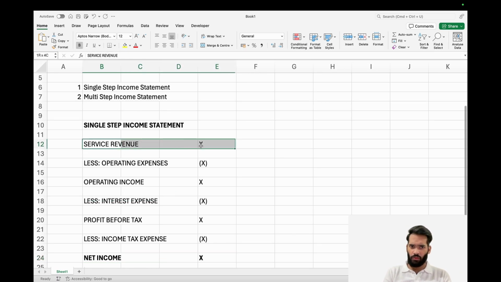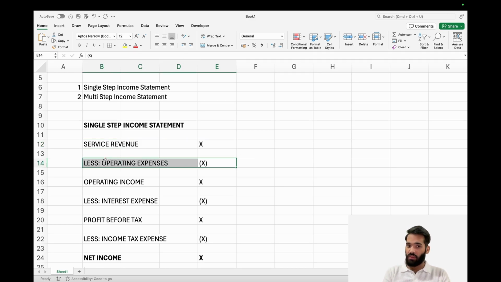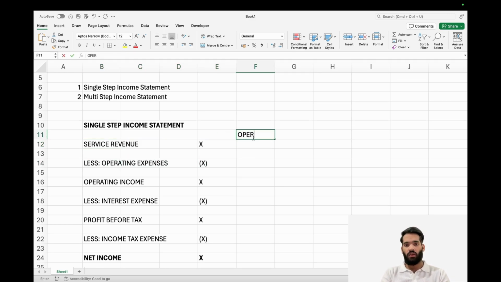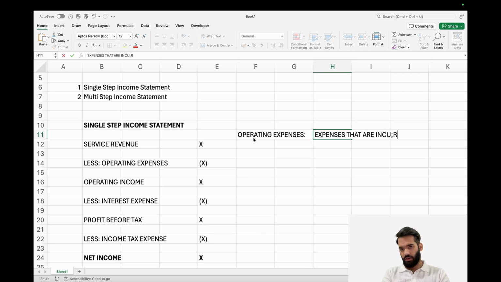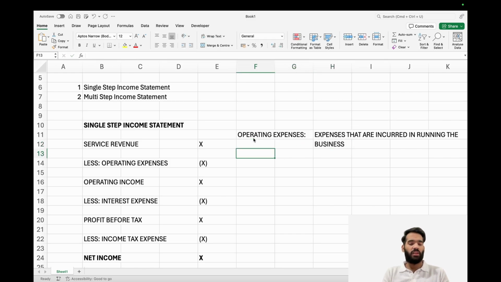Okay, so I take the service revenue, money I earn from the main service that I do, minus operating expenses. So let me explain what operating expenses mean. Operating expenses basically mean expenses that are incurred, means they happen in running the business. So these are essential expenses that you obviously incur to run the business. Like, okay, if I want to have a business, I have to pay rent, I have to rent out the space, I have to pay salaries, I have to have insurance, and all of these things that you do to run the business, those are called operating expenses.